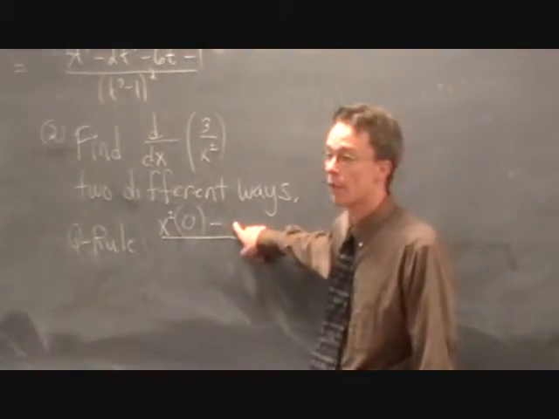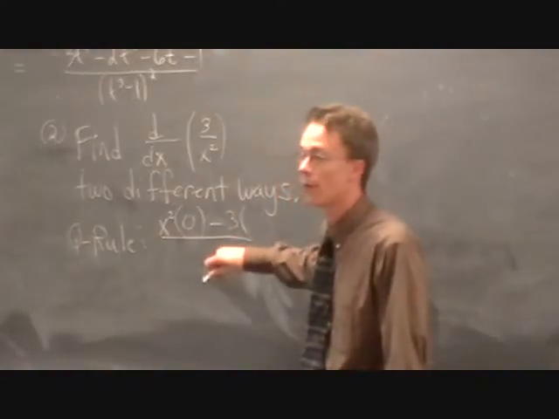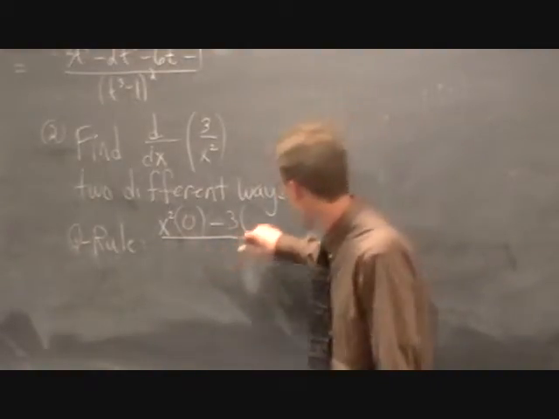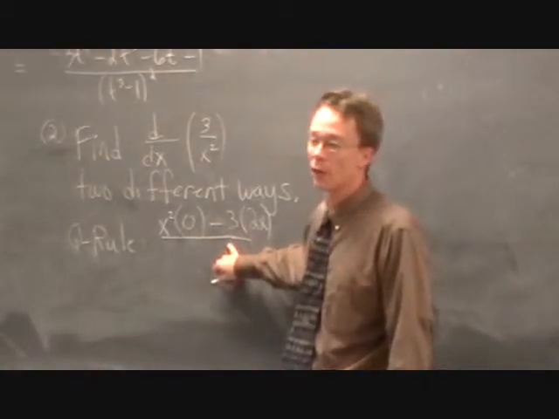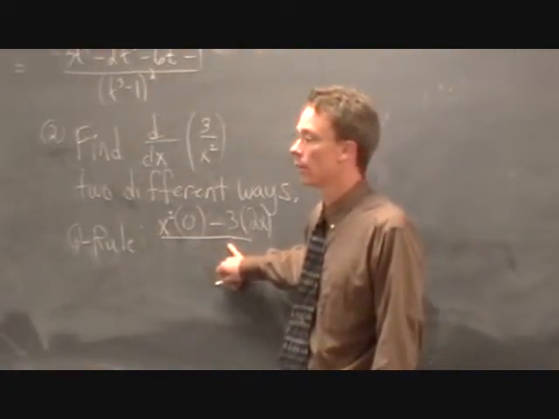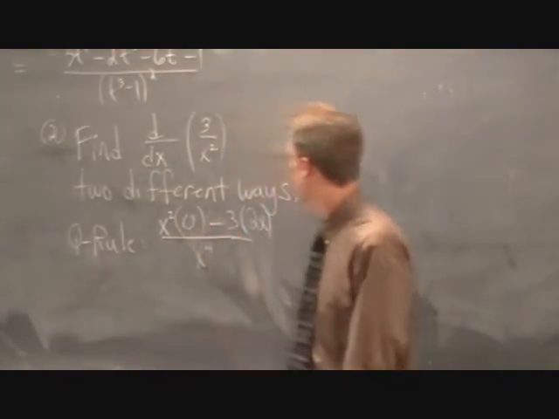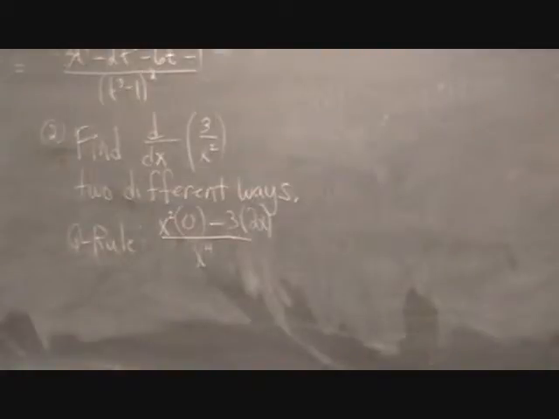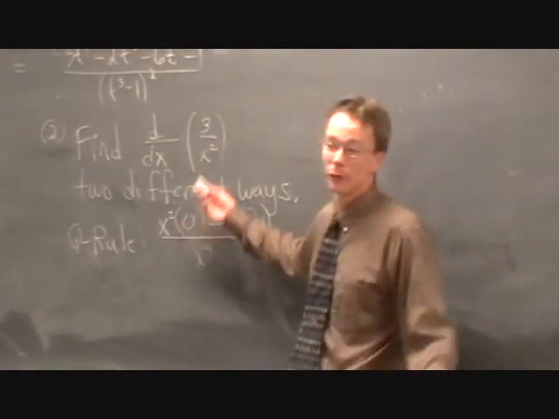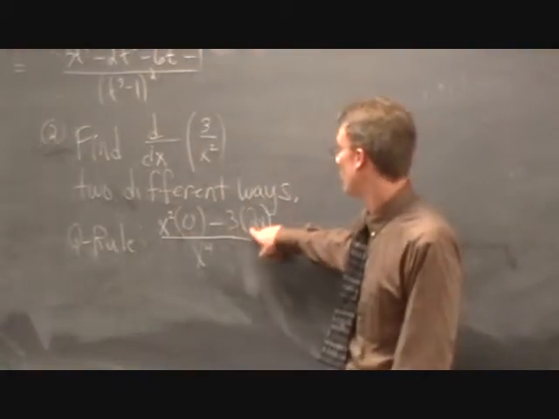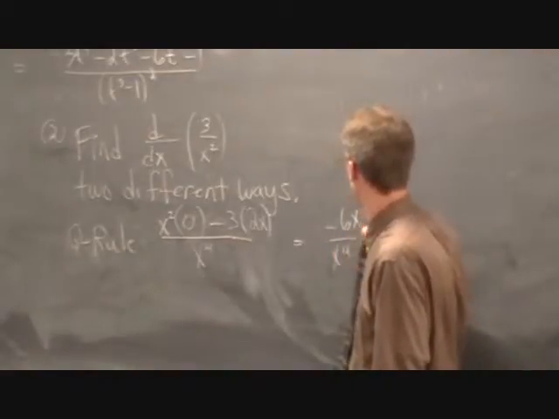Minus, top we got what? 3. Derivative of the bottom? 2x. And the bottom squared is no longer x squared. X squared squared is x to the 4th. So this first term is obviously 0. This would be minus 6x over x to the 4th.